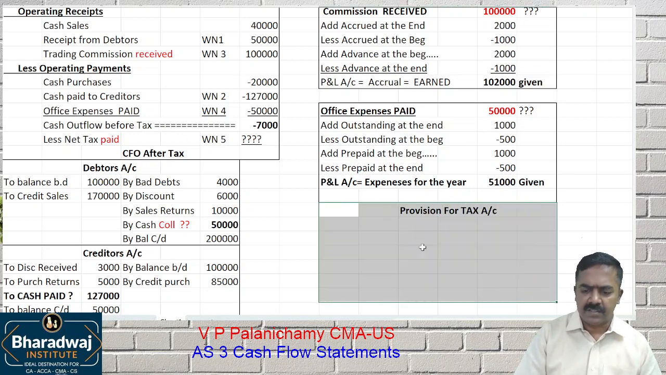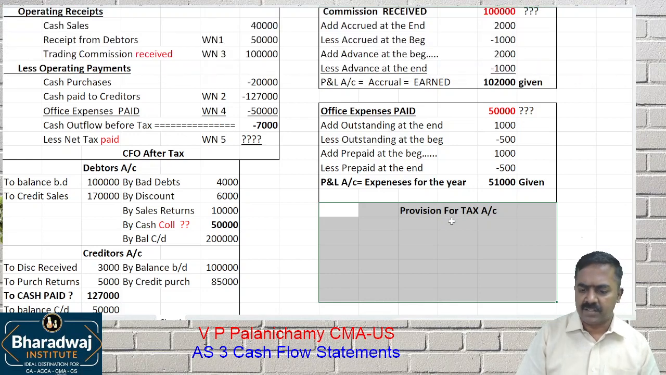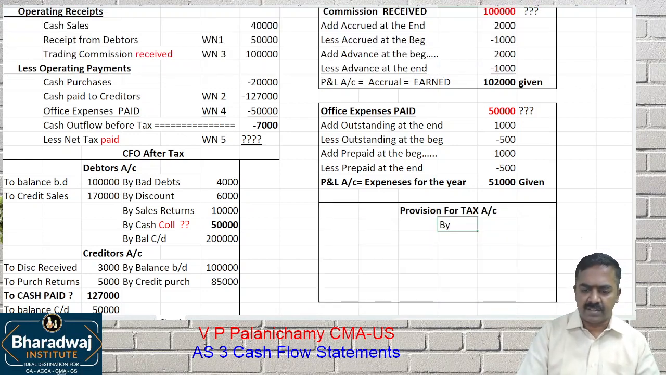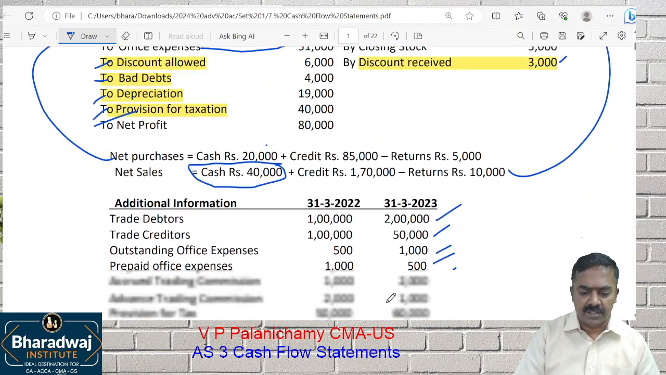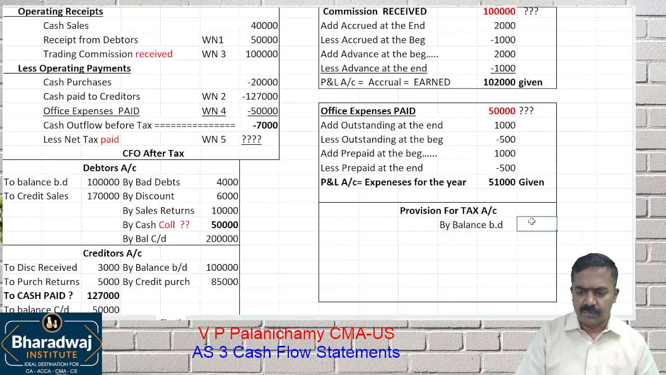Provisions will have which balance? Credit balance. Provisions created will have a credit balance. By balance brought down, we take the adjustment. What is the opening balance of provision given? 50,000. Closing balance, 60,000: to balance carry down.